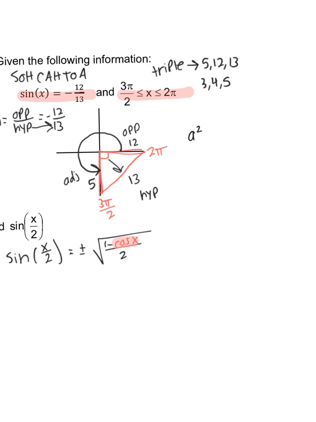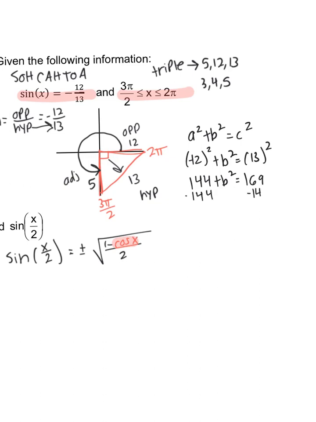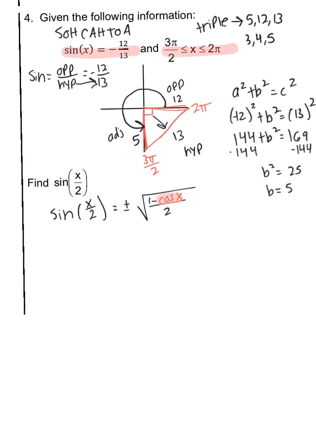So you have a squared plus b squared equals c squared. A and b are the side lengths, and c is the hypotenuse. So the side that I was given was 12, so I'm going to have negative 12. So negative 12 squared plus b squared equals 13 squared. I subtract 144 from both sides, I get that b squared is 25, so my b value is 5. But again, if you know the triples, you don't have to go through that extra step.